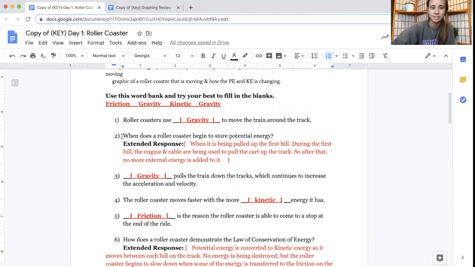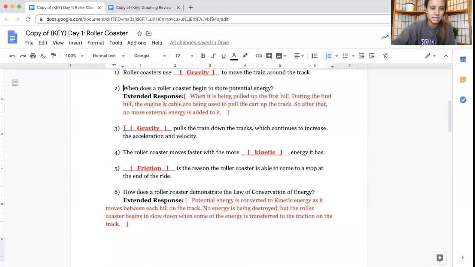Number 2 says, when does a roller coaster begin to store potential energy? So when it is being pulled up the first hill, that's the main one. That's when it stores all its energy. So during the first hill, the engine and the cable are being used to pull the cart up. So that's actually external energy that's being added into the roller coaster. So then when it goes all the way up to the top of that first hill, it has a lot of potential energy.